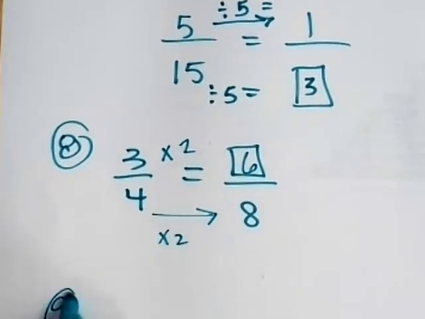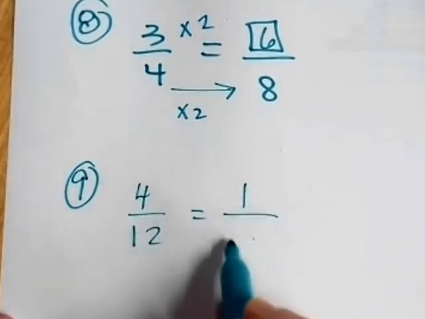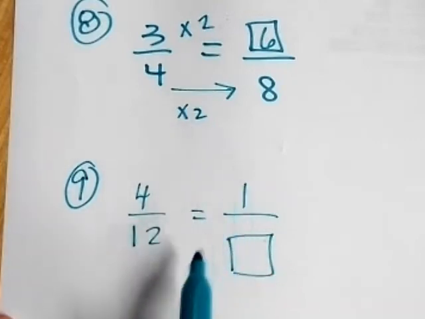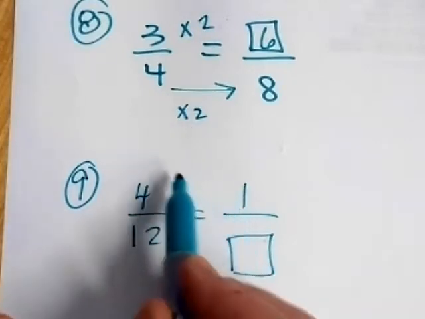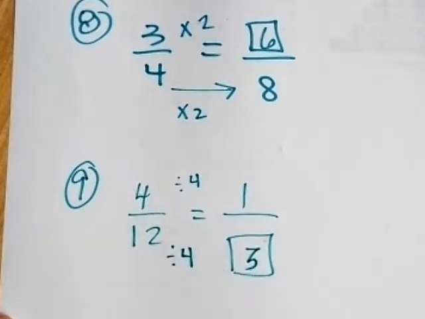Number 9 said 4/12 equals 1 over what? And you could do this thing again. You could say, to get from 4 to 1, I would need to divide by 4, and divide 12 by 4, it would give me 3.